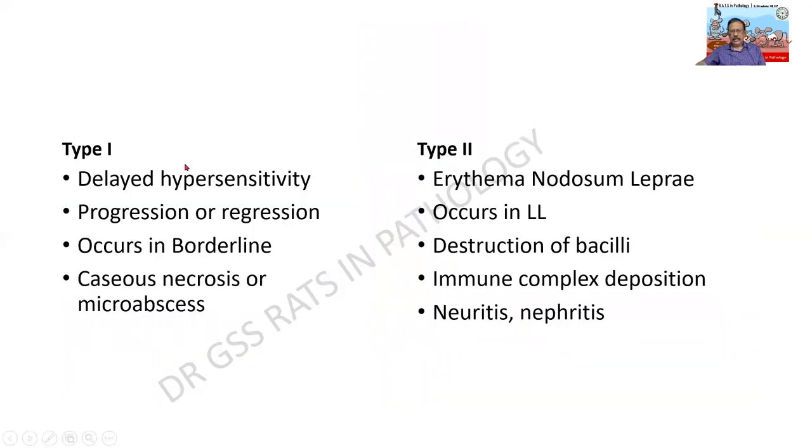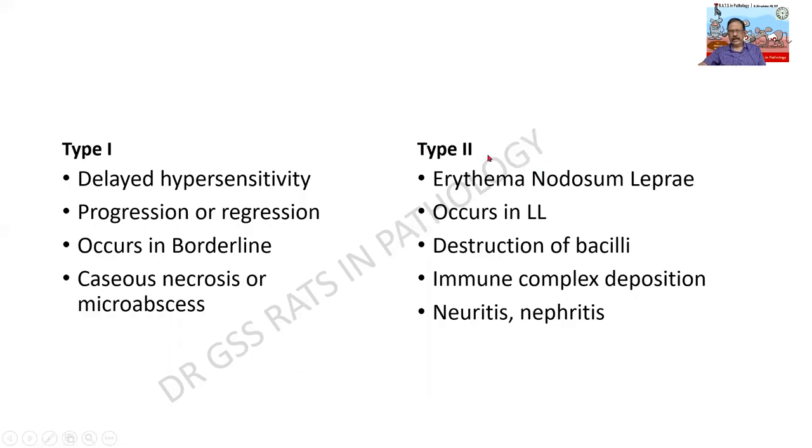There is another condition called hypersensitivity reaction or immunology. There are two types of hypersensitivity. One is called type 1, the other is type 2. In type 1, it is a delayed type of hypersensitivity. There can be either a progression of a disease or a regression of a disease. It usually occurs in borderline type of leprosy. And there may be necrosis or microabscess formation. Please learn this by heart.